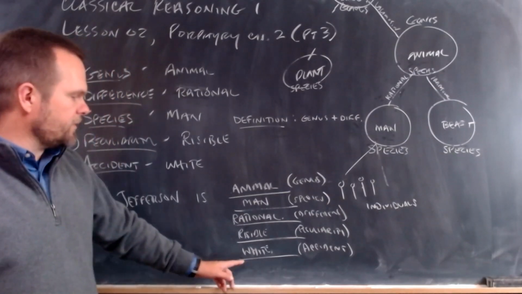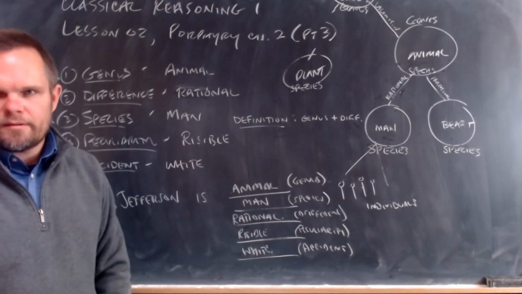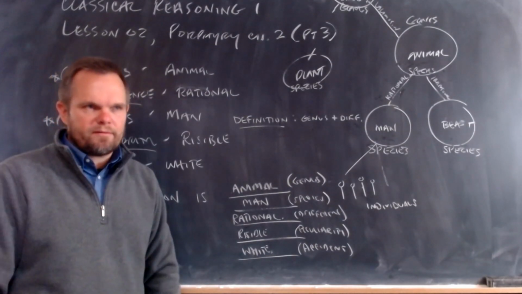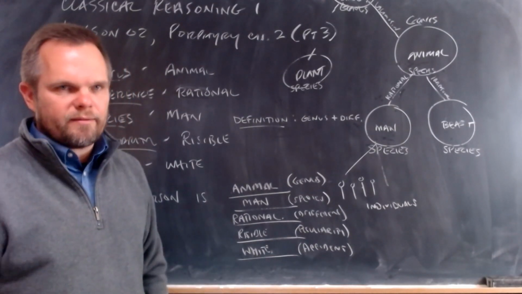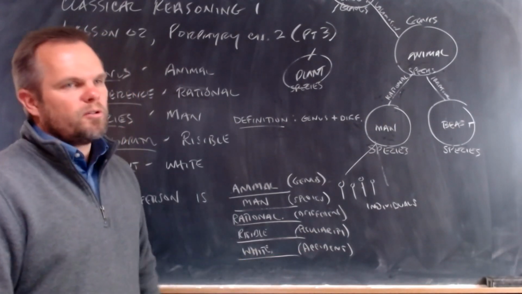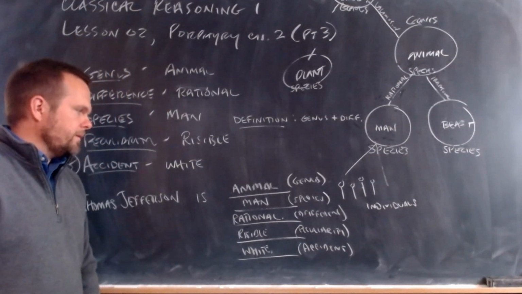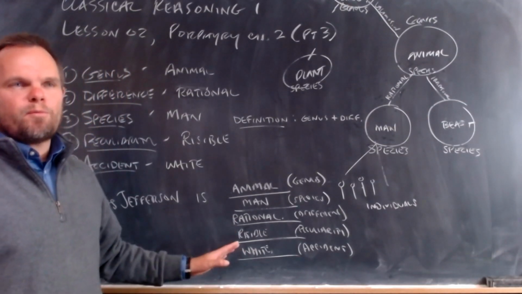It's true that Thomas Jefferson is white, but it's also true that a seagull is white, right? A cat can be white. So that's not something peculiar to man. So do you start to get an idea of what these 5 things are?